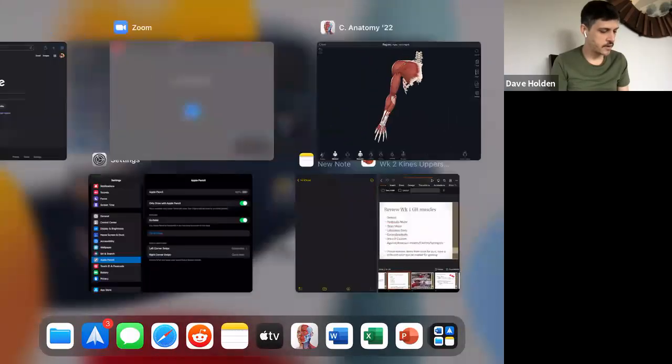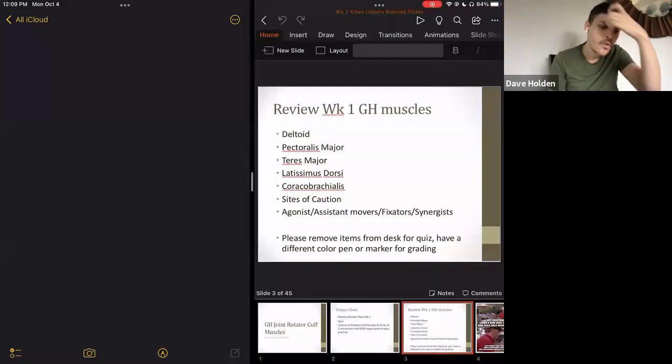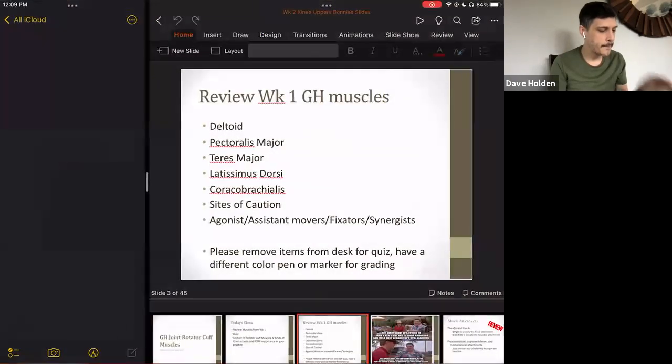Next muscle that we want to cover, latissimus dorsi. What do we remember about latissimus dorsi?